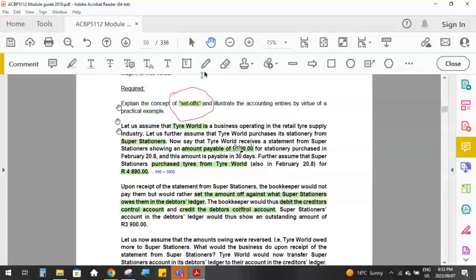The tricky part with this one is obviously working out what you must debit and what you must credit. So just carefully have a look at this example and go through it, and then I'm sure you guys will get that correct.